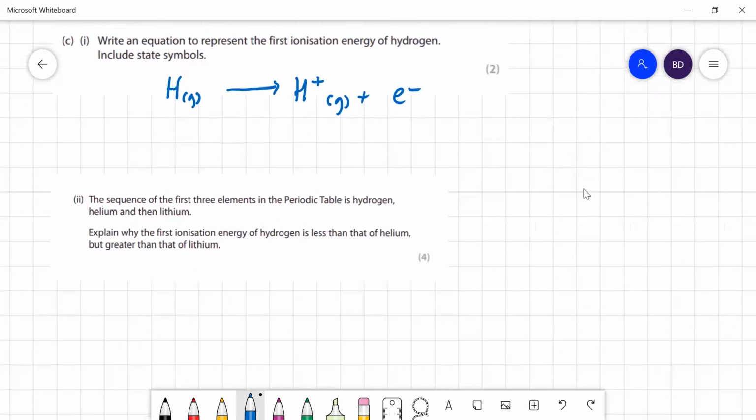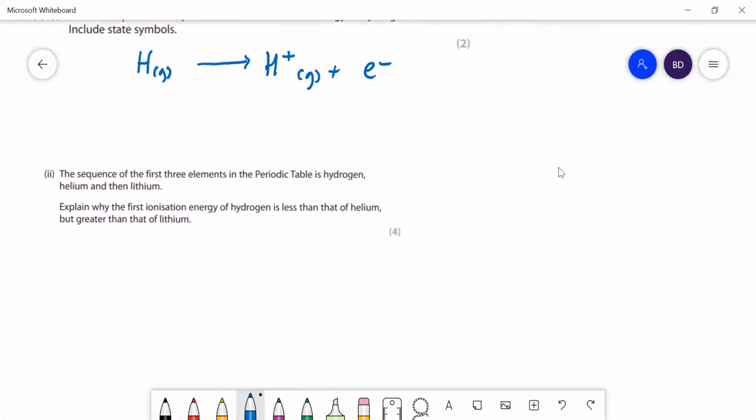The sequence of the first 3 elements of the periodic table is hydrogen, helium, and lithium. Explain why the first ionization energy of hydrogen is less than that of helium, but greater than that of lithium. Well, we need to think about the electronic structures of these elements. Hydrogen is 1s1, helium is 1s2, and lithium is 1s2 2s1.